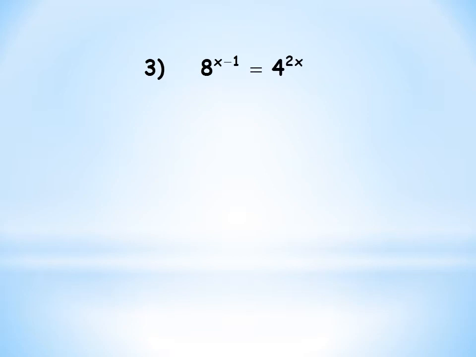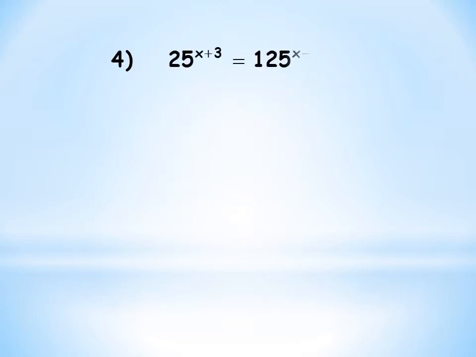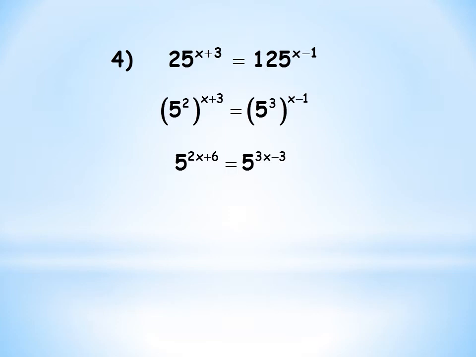Again, my bases are not the same, but I can get them to be the same by writing this one as 2 to the third and writing 4 as 2 squared. And now the bases are the same, so I can set the exponents equal and solve. Write 25 as 5 squared, 125 as 5 to the third. Set the exponents equal and solve.